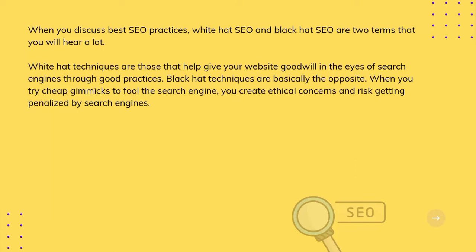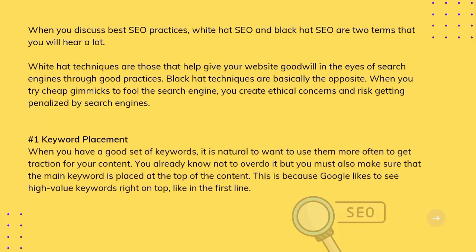Number 1. Keyword placement. When you have a good set of keywords, it is natural to want to use them more often to get traction for your content. You already know not to overdo it, but you must also make sure that the main keyword is placed at the top of the content. This is because Google likes to see high-value keywords right on top, like in the first line.